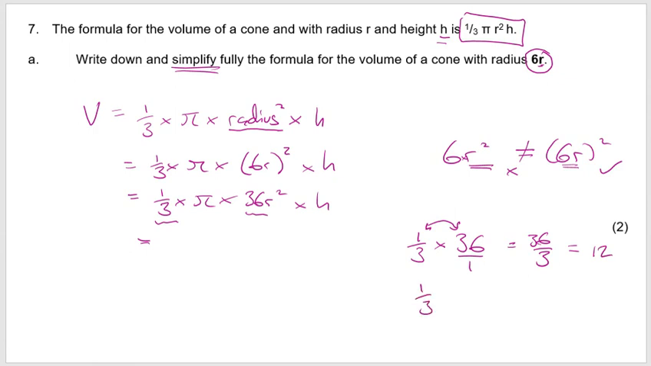Alternatively, a fraction times an integer is equivalent to saying a fraction of an integer. Exactly the same idea. Look at it as 1/3 of 36, which is equivalent to 36 divided by 3, which is also equal to 12. So bringing the numbers together gives us a 12. We've got 12 lots of pi multiplied by r squared multiplied by h, dropping all the multiplication signs, and that is our final answer for the expression of our cone, 12 pi r squared h.